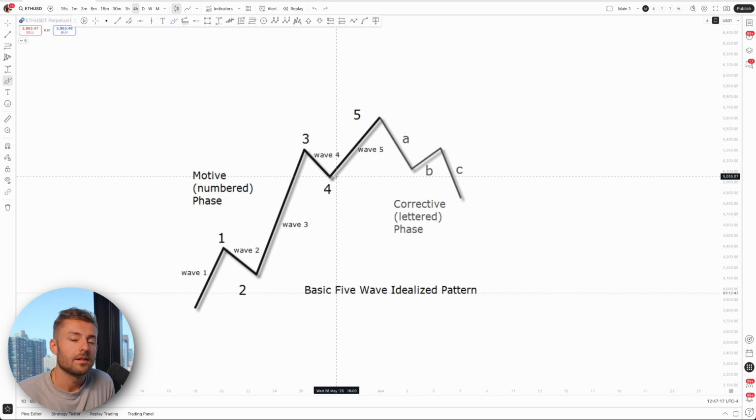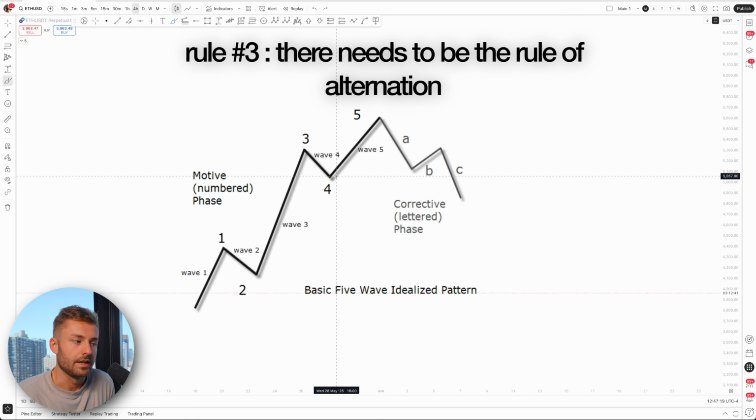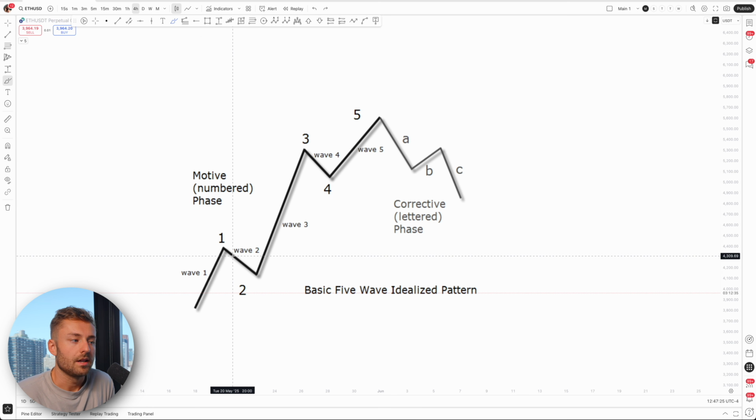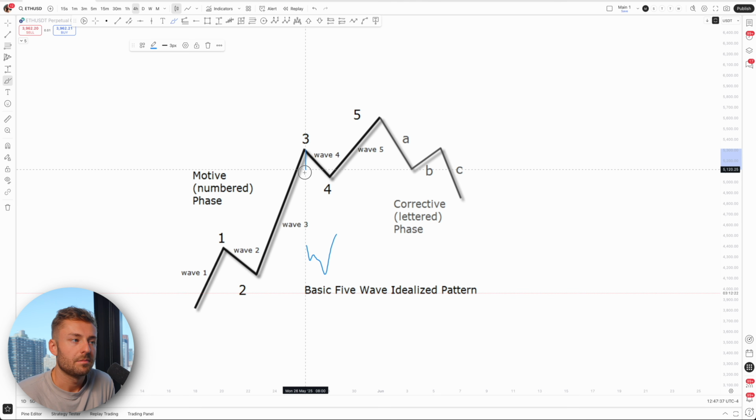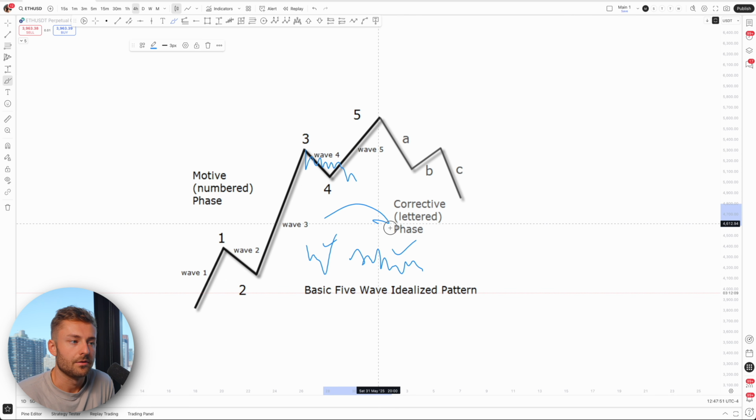Rule number 3 is something called the rule of alternation. What the rule of alternation states is, if wave 2 is simple, meaning that the price is moving in a generally straight line before moving in the opposite direction, then wave 4 must be oppositely more complex, more drawn out. So price would look more something like this, and it looks more complex than simple. And this can be done in either direction. So if 2 is complex, 4 can be simple, but they have to alternate and they have to look separate.